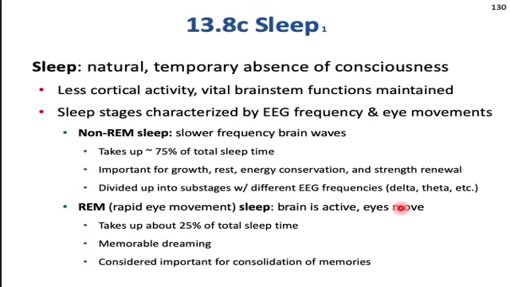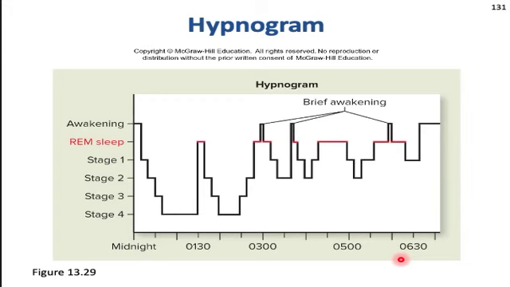In non-REM sleep, we see slow frequency brain waves that take up 75% of your sleep time, and that's where we get our growth, our rest, our energy conservation, and our strength renewal. It's divided into different stages, right? And REM sleep takes about a quarter of the sleep time, and that's memorable dreaming, and that's critical for the storage of our memories, right? This is when the information that was picked up by the hippocampus gets put into the correct cortex in the brain so that we can draw on it later, okay?